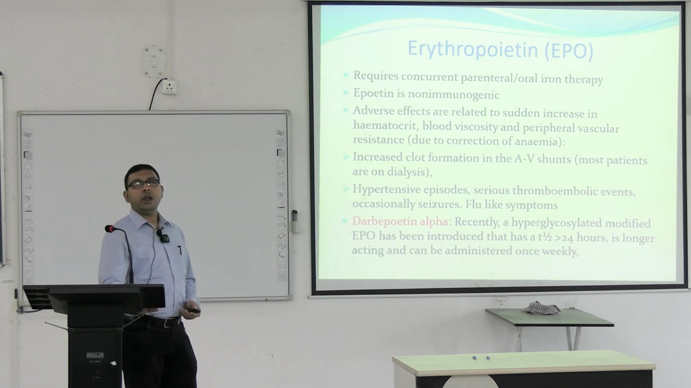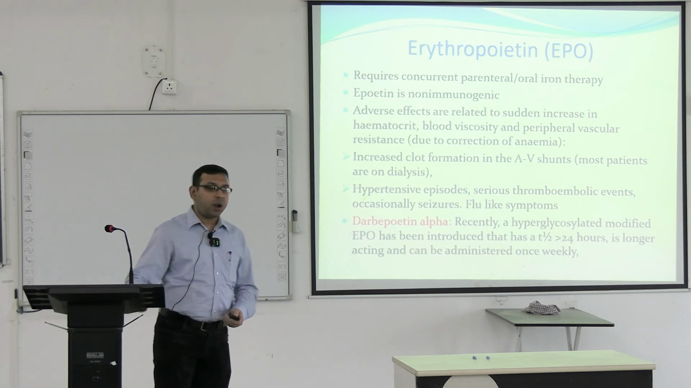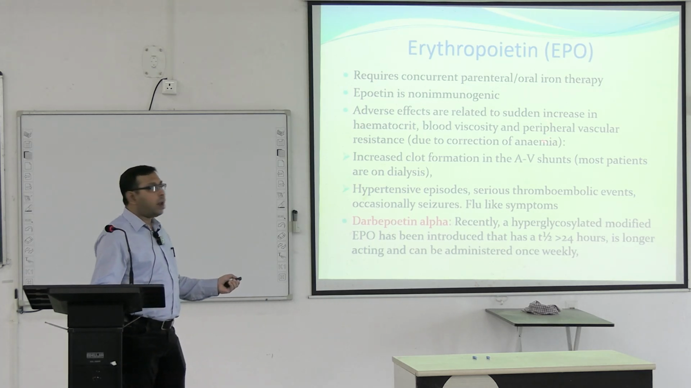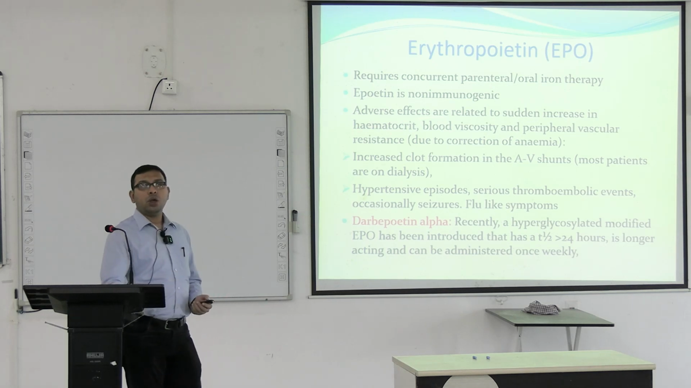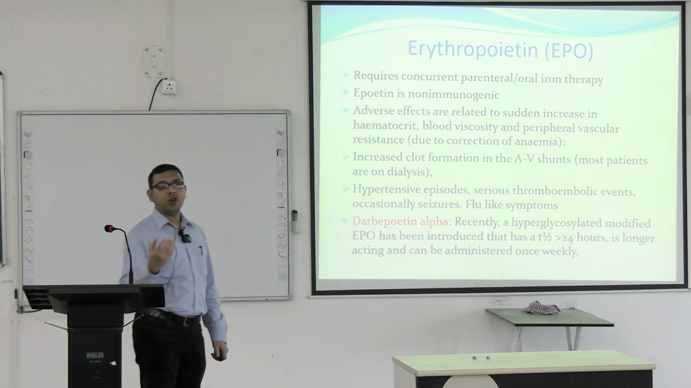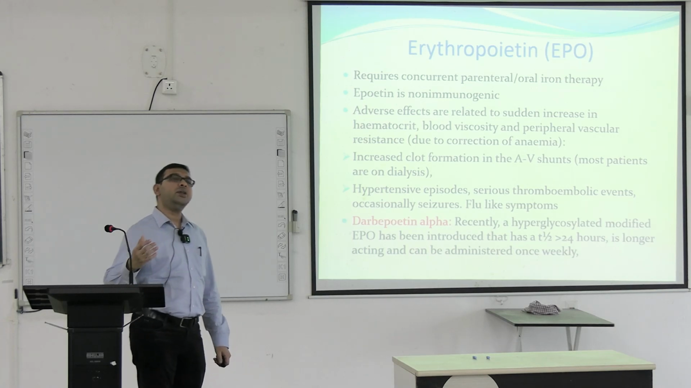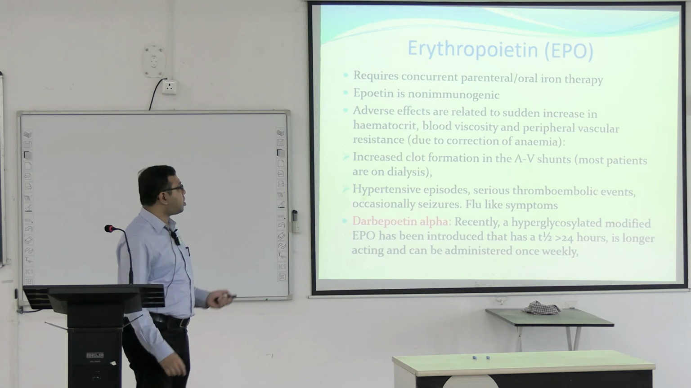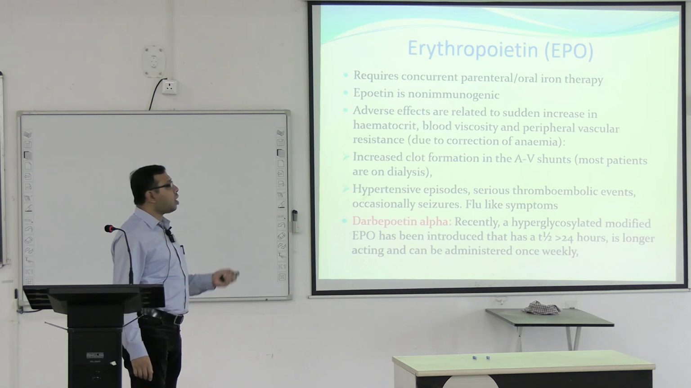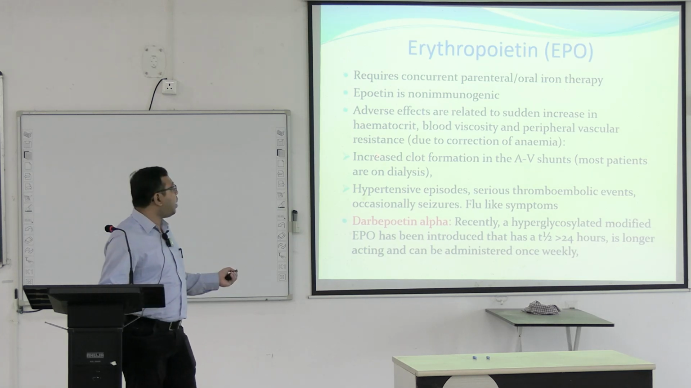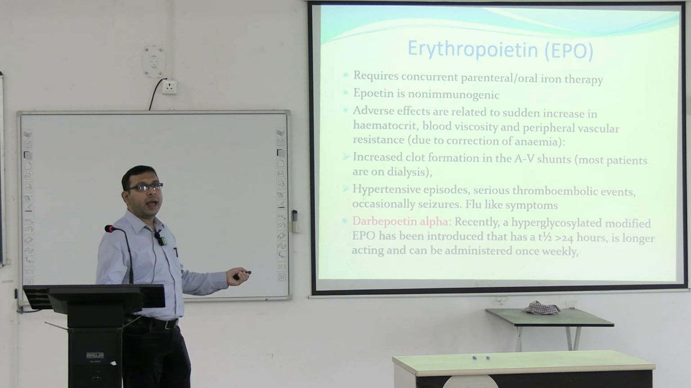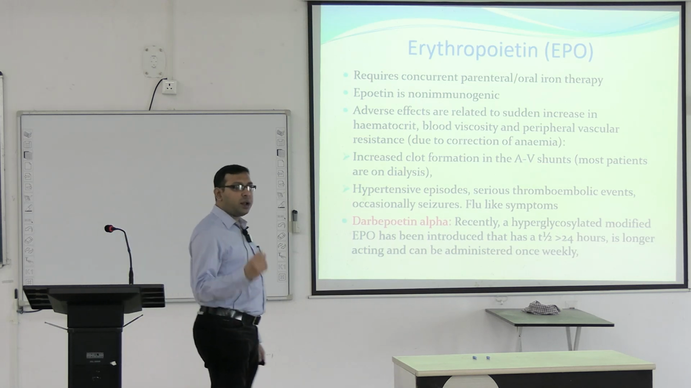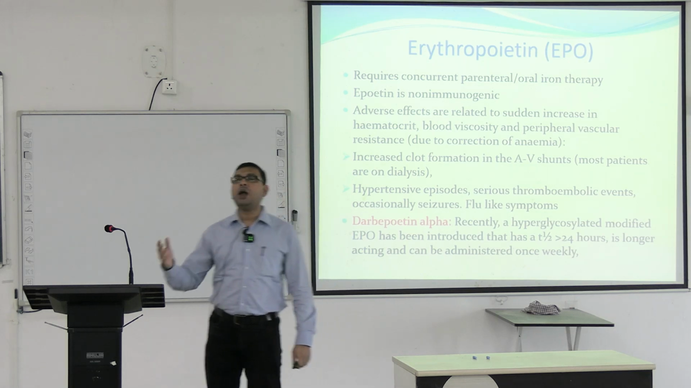This is non-immunogenic, so anaphylactic reactions are rare. Adverse effects are related to the sudden increase in hematocrit. Erythropoietin is an erythropoietic factor, so it increases the hematocrit, and blood viscosity will be increased. So peripheral vascular resistance is increased, and ultimately there may be increased clot formation in the AV shunts. AV shunts are the arteriovenous shunts that are usually created when patients are on hemodialysis.